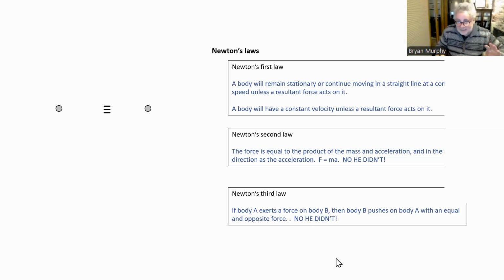I'm going to write this down. This is a good place to do it. F is proportional to the rate of change of momentum. That's what he said. Well, he didn't actually, but that's what he meant. Okay? He didn't know what momentum was. He just called it motion. But that is kind of what he meant.